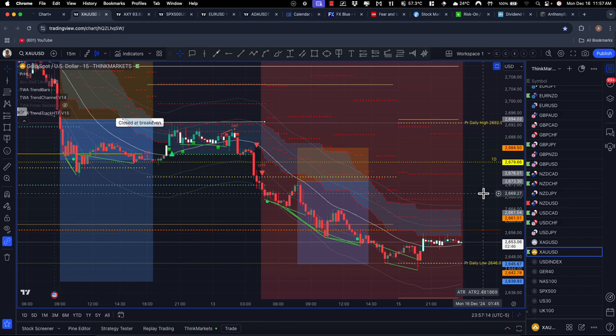Lessons learned. I want to look to get in a bit earlier on in the shaded zone, and be a little bit more strict with the pullback on the 4-hour time frame.